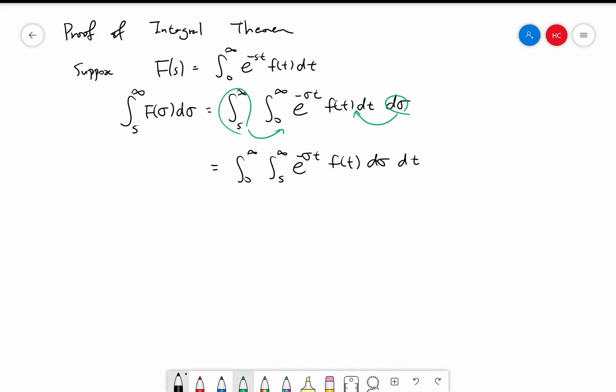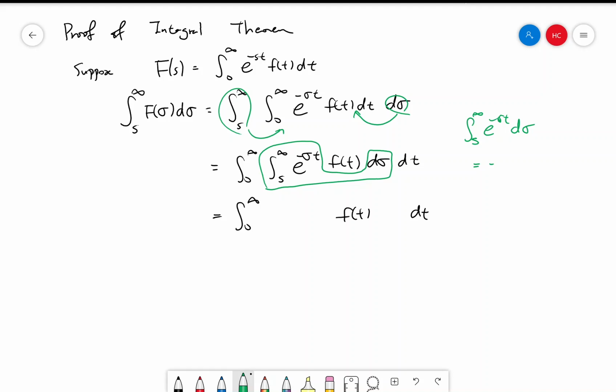So let's evaluate this part, the part that has sigma. Let's keep everything else there. If we evaluate this on the side, the integral of e to the negative sigma t d sigma is equal to negative 1 over t e to the negative sigma t from s to infinity. It goes to 0 at infinity, so that part does not count, so when sigma equals s, it's 1 over t e to the negative st. So that's our integral, so it's 1 over t e to the negative st.